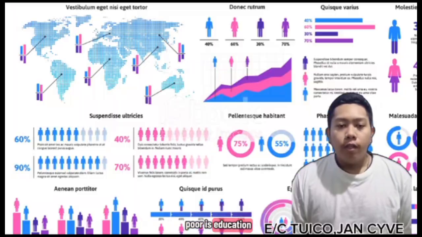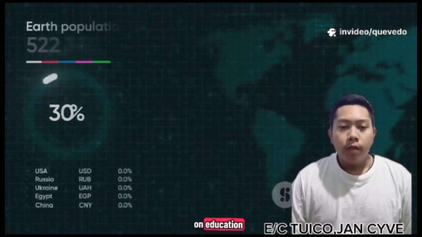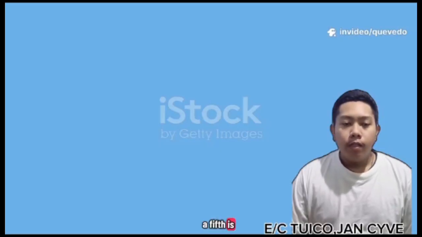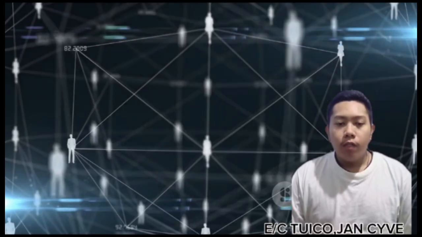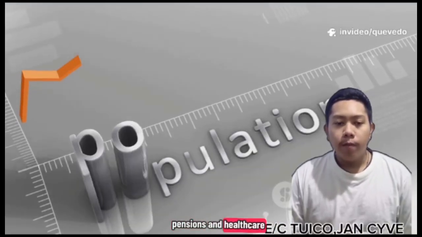Fourth is education and health. Declining birth rates allow better focus on education, healthcare, and quality of life. The fifth is aging populations. In advanced stages, countries must support older citizens through pensions and healthcare.